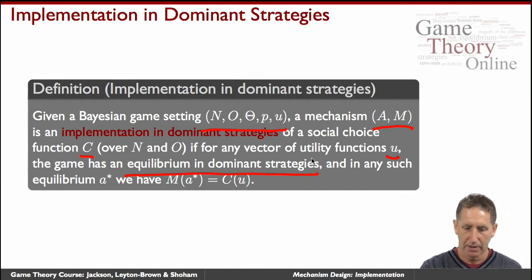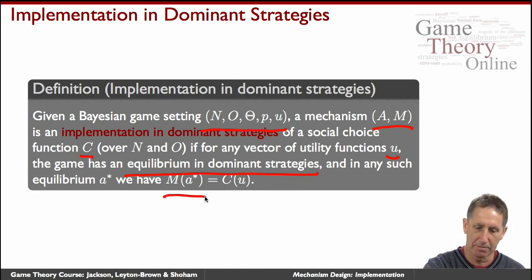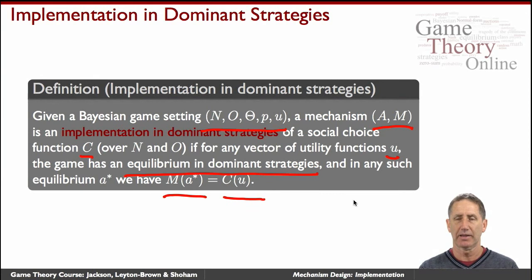such that in any such equilibrium, because there could be multiple dominant strategy equilibria, but any such equilibrium, we have that the outcome specified by the mechanism is indeed the social choice function, in that case, we will say that the mechanism implemented the social choice function in dominant strategies.